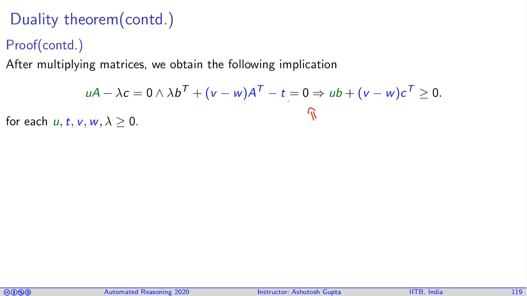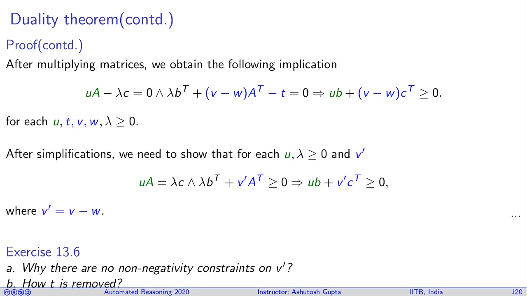Now in this constraint, there are a few things to observe: t occurs only at this place, and v and w occur as v minus w and v minus w. So we can get rid of t by saying that this is greater than or equal to 0. Since v and w are both non-negative numbers, we can replace v minus w by one number, v prime, which has no constraint on it, and that will model v minus w perfectly. So we simplify our constraint into this form. Now once you have this constraint, we need to show that the implication always holds.